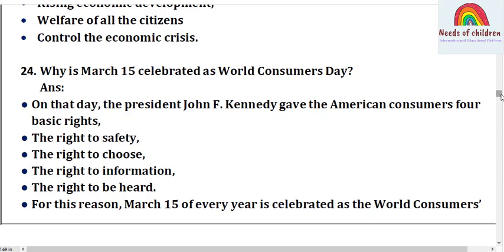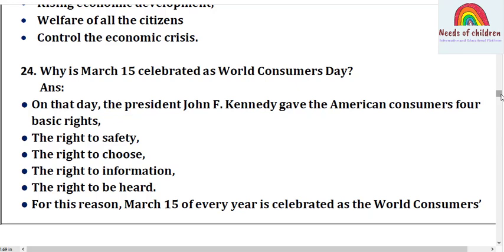Let's move on to the last 2-mark question. Why is March 15th celebrated as World Consumers Day? Okay, students, so this is the question. It is from business studies, the lesson from consumer education and protection.